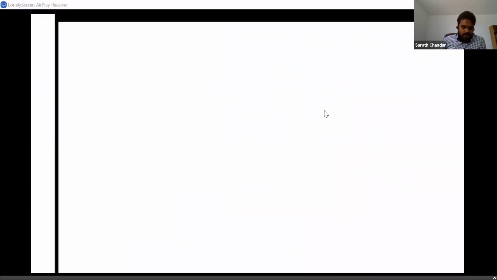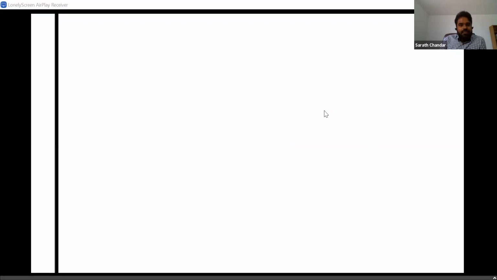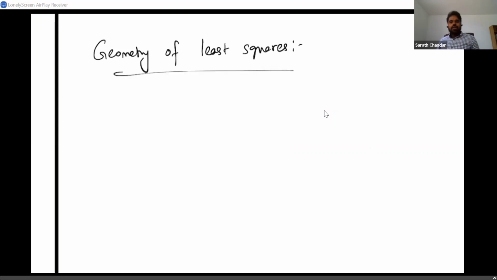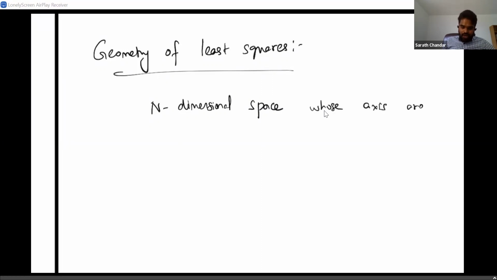So now I would like to give some geometrical intuition of what least squares is doing. Okay. So, geometry of least squares. To do this, we are going to consider an n-dimensional space where n is the number of examples that we have. Consider an n-dimensional space whose axes are given by y_n.